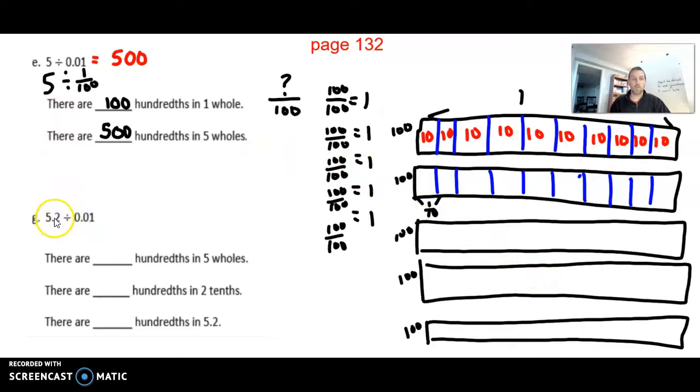Now, if we did it one more, we have 2/10 more. Well, if we know that there's 500 hundredths in 5 wholes, we just did it over here, how many hundredths are in 2/10? Well, instead of drawing it all over again, right here, here's 2/10. I can label it 2/10. There's 2 out of the 10 pieces. How many hundredths are there? There's 20 of them. So how many all together? How many hundredths? Well, put them together, add them up, find the sum, 520.